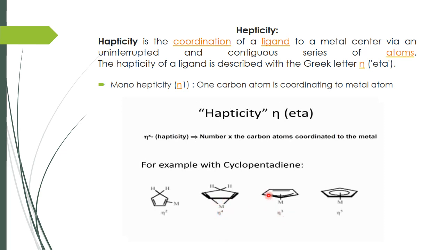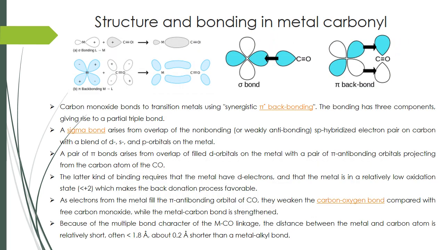In eta 3, three carbon atoms are coordinating with the central metal atom. In eta 5, there are 1, 2, 3, 4 and 5, so totally five carbon atoms are coordinating with the central metal atom, and the hapticity is equal to 5. So hapticity represents the number of carbon atoms coordinating to the central metal.